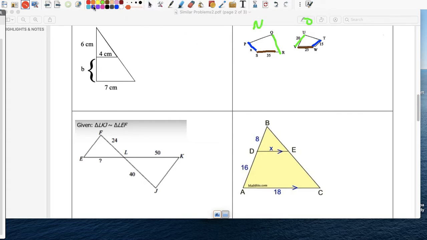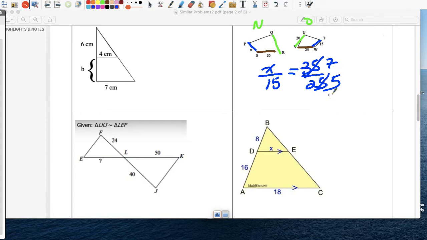So here's my ratio. The x here corresponds to 15 over the ratio of this 35 here, which is corresponding, the side is 25. There you go. You can simplify this. So let me show you. If I simplify this, this becomes 7 over 5, right? And you can easily tell that x is going to be 21.